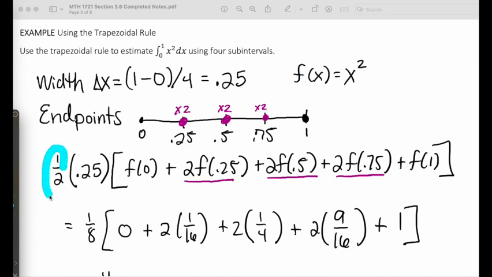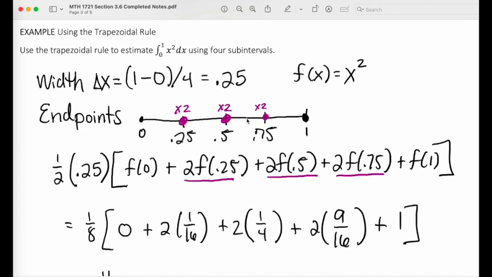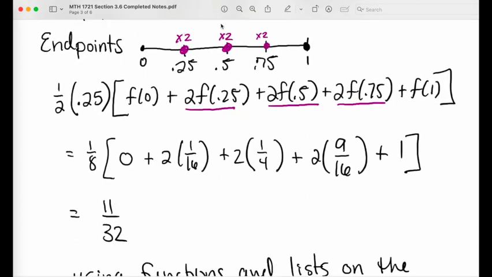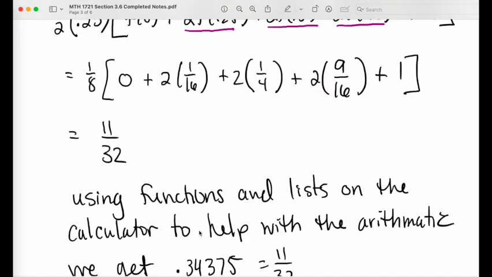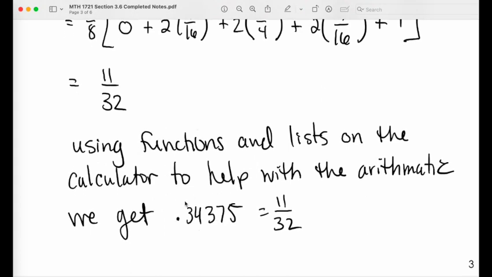So I'm going to take 1/2 times our delta x, which is 0.25, and I'm going to evaluate the function at 0. I'm going to evaluate the function at 0.25, but I'm going to multiply that one by 2. Same thing with these, and then the last one I'm just going to evaluate at 1. When I work all of that out by hand, I get 11/32. Let me show you how you can do this on the calculator.